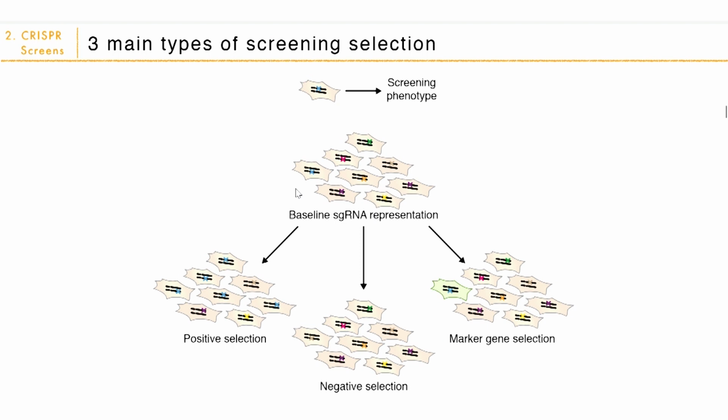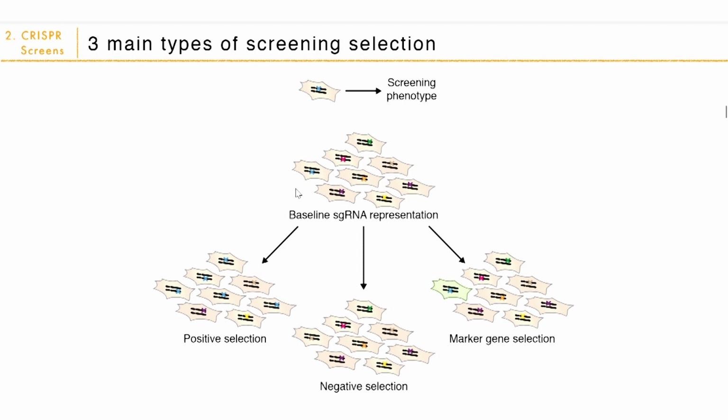So for example, if the blue cell here has a perturbation that leads to your screening phenotype, then in the positive selection screen, which typically gives you the best signal-to-noise ratio, after you apply the selection pressure, you get more of these blue perturbations enriched at the end of the screen. And so you can say that your target cell is positively enriched. In the negative selection screen, this is the exact opposite, where the blue perturbation is no longer found at the end of your screen.